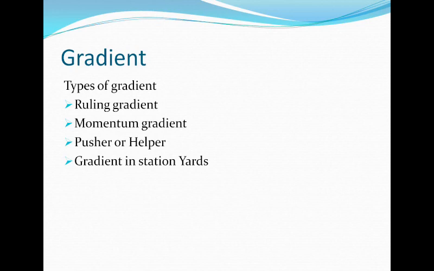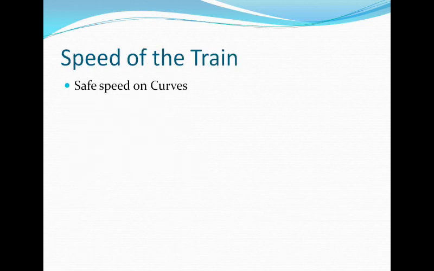Under that, how we are going to study geometric design is that we are going to consider several factors. Among those factors, we are going to select and study each and every factor. In our previous classes, we have studied the gradient and different types of gradients. In today's lecture, we will look at the speed of the train.